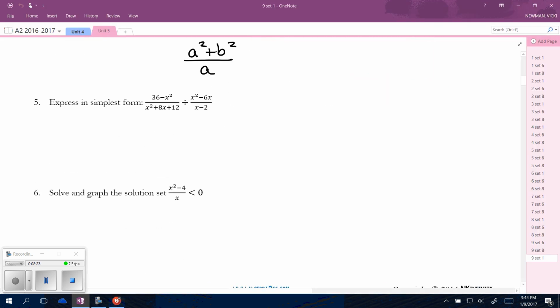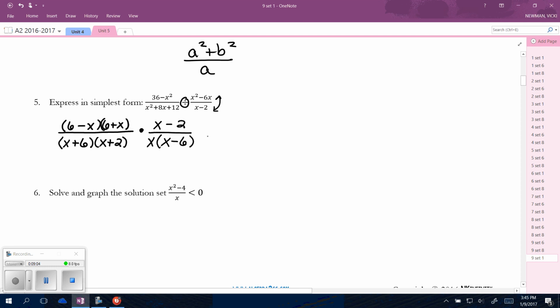All right, number 5. Again, it's division, so you have to flip the second fraction, but you're still factoring everything. So 36 minus x squared is 6 minus x, 6 plus x. The order does matter. Divided by what two numbers multiply to be 12 and sum to be 8. I hope you're saying x plus 6 and x plus 2. And then we flip the second fraction, so the x minus 2 goes on the top. And in the denominator, we're going to take out a GCF of x.